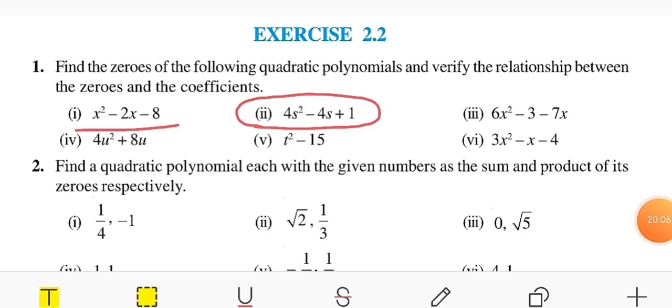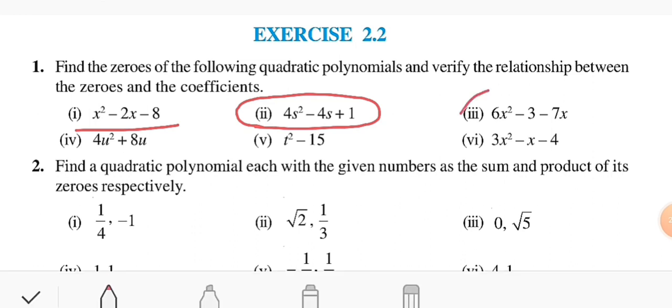Now you try the remaining problems by yourself, that is 6x square minus 3x minus 7x, and this is also the same model. If you have any doubt, I'll explain it in the next class.